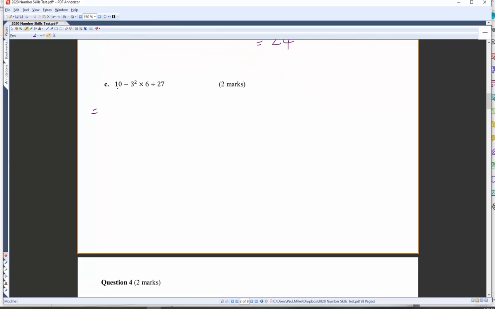This one here, what we're going to do is evaluate the index. So that's 10 take away 9 times 6 divided by 27. Now, what are we going to do first? It's the multiplication moving left to right. So it's 10 take away 9 times 6 is 54 divided by 27. Now we have to do the division, and it just so happens that 27 goes into 54 2 times. 10 take away 2 is 8.